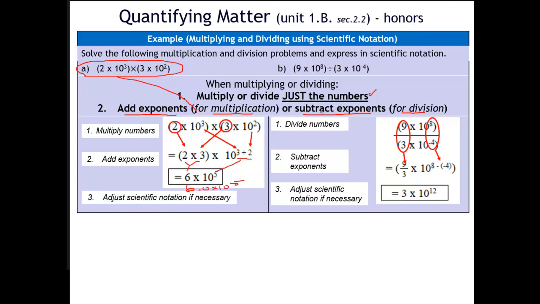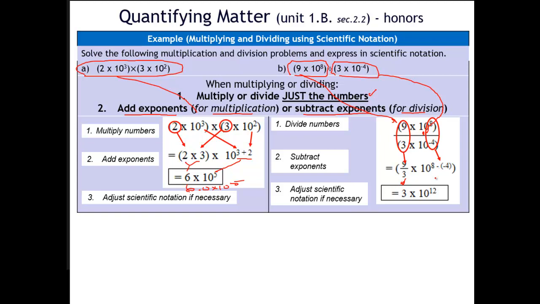Dividing is slightly different. When I divide these numbers, the 9 times 10 to the 8th is going to be placed on top of the division bar. And then 3 times 10 to the minus 4 is going to be placed below. And then I'm going to get 9 divided by 3, which will get me 3. And then the 10 to the 8th, because I'm dividing, I subtract, minus negative 4. So here's the minus.